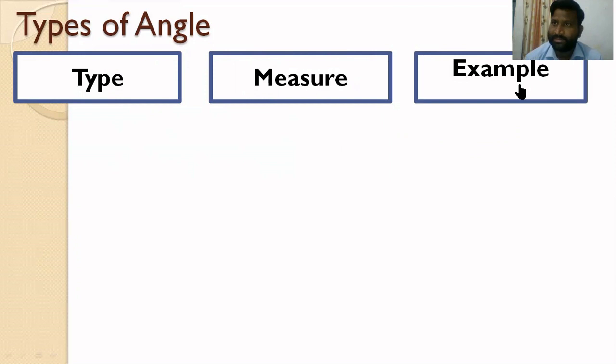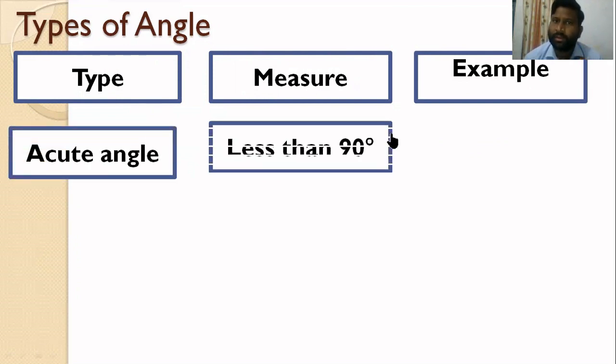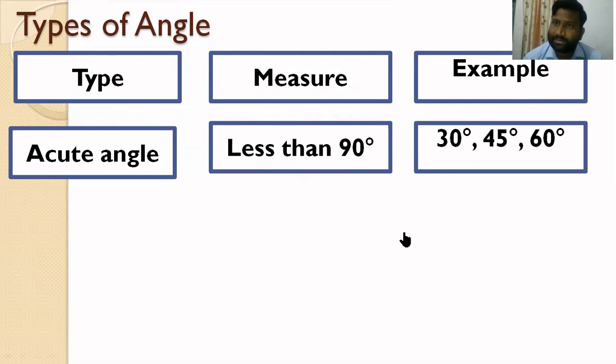Type of angle, measure and examples. So the first type is the acute angle, less than 90 degrees. Any angle which is less than 90 degrees is called an acute angle. Examples: 30 degrees, 45 degrees, 60 degrees, 85 degrees. Anything less than 90 is called an acute angle: 89 degrees, 85, 84, 75, 20, 10 degrees. All these are called acute angles.